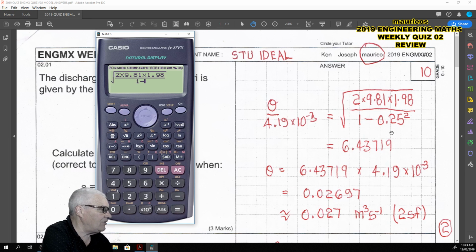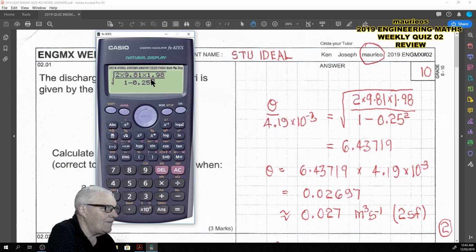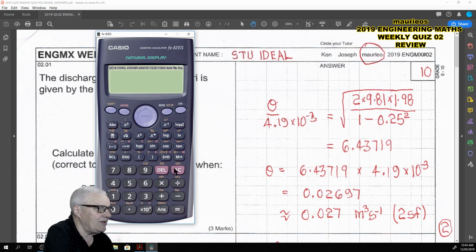Then we can do the bottom line here, which is 1 minus 0.25 squared. So we can go x squared. Oh, no, that's not going to work, so I'll just delete that or go back. That didn't work very well. I might have to clear everything out. I'm going to start again.